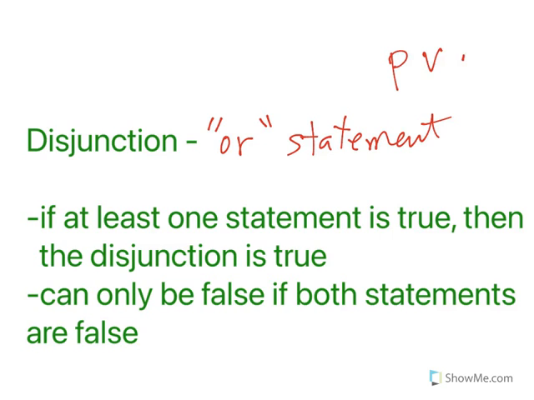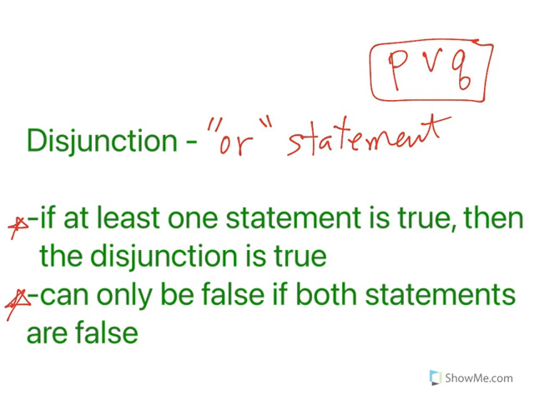Symbolically, it's a V, so this is saying P or Q, an example of a disjunction. Now, two things. If at least one statement is true, then the disjunction is true. So in our case, P or Q, as long as either P or Q is true, the entire disjunction is true. And it can only be false if both statements are false. So if P is false and Q is false, then P or Q is also false.